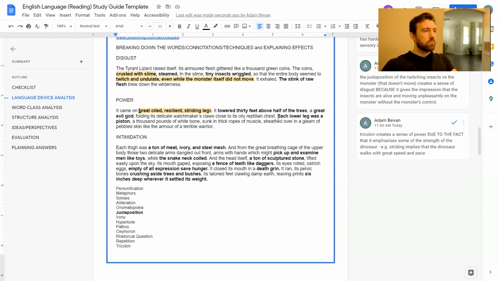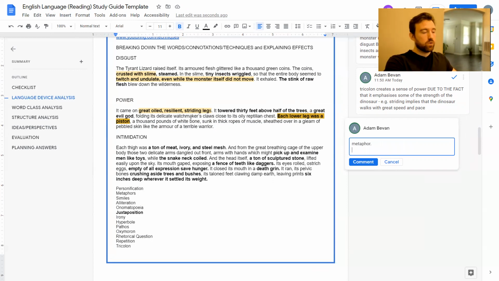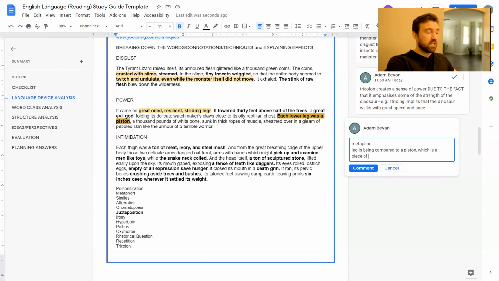Let's do one more. So we've also got each lower leg was a piston. This one here is clearly about metaphor, yeah? And so I wanted to go very specifically on metaphor with you. With metaphors, what you're doing is you're taking what the thing is being compared to. So in this case, what the leg is being compared to. You can do this with every metaphor. So the leg, in this case the subject, is being compared to a piston, which is a piece of engineering. It's machinery, yeah? An engine.